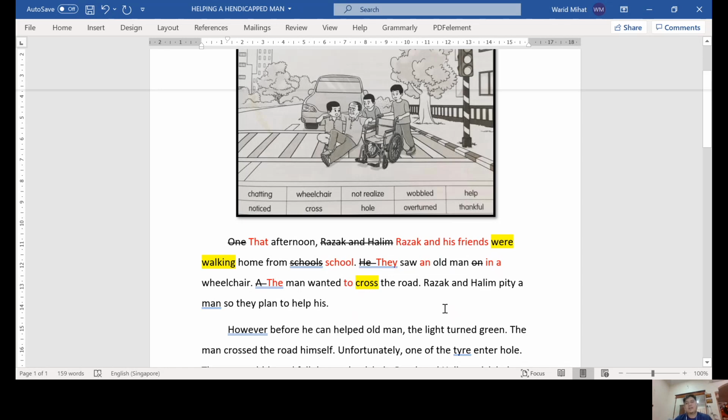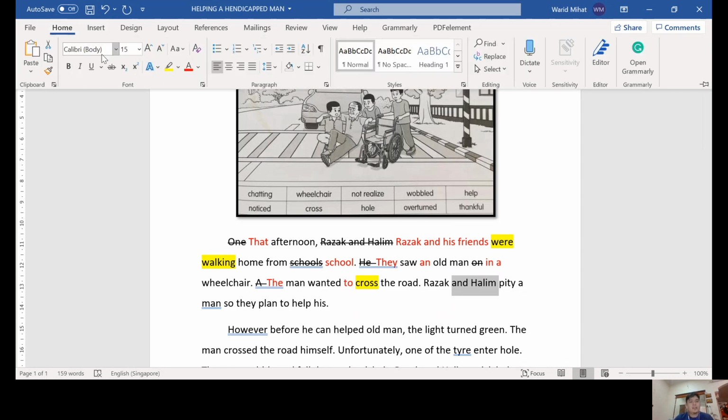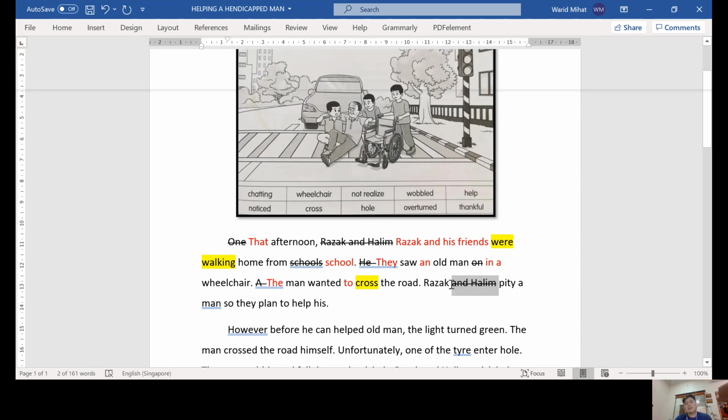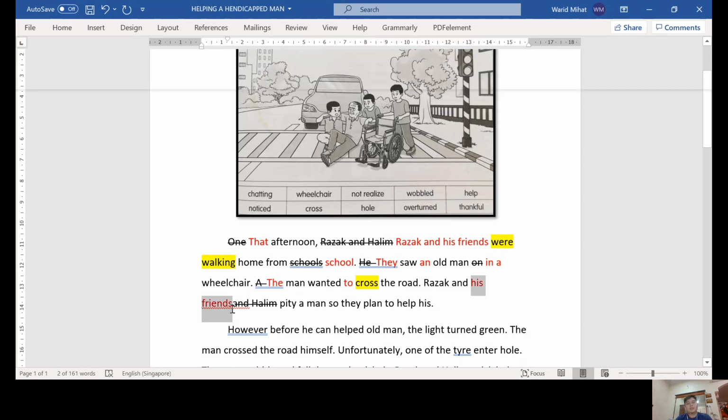Okay. Raza and Halim pity a man. Okay. Raza and Halim, one more time. We are not just talking about two boys. We are talking about three boys here. So it's always best to remain consistent throughout your story. So instead of you saying Raza and Halim, why don't you say Raza and his friends? Okay, so be consistent. Dalam apa-apa pun, it's always good to be consistent. So, Raza and his friends, pity.